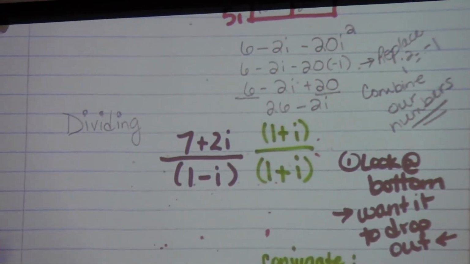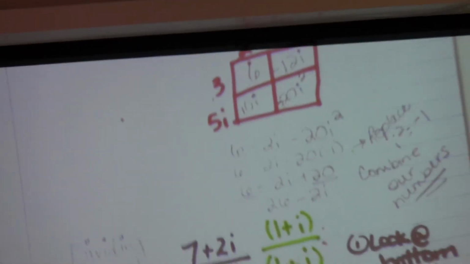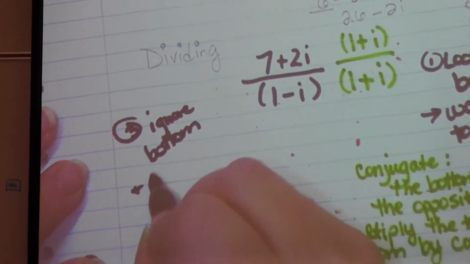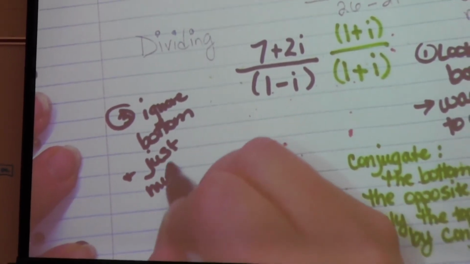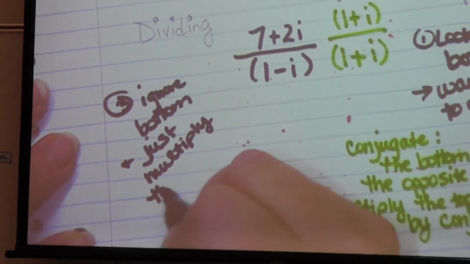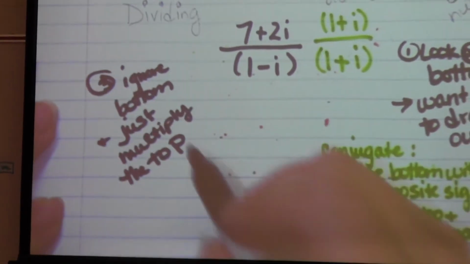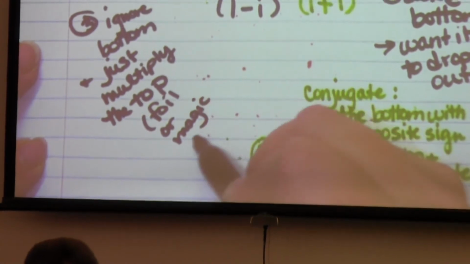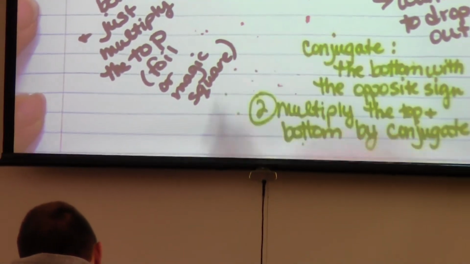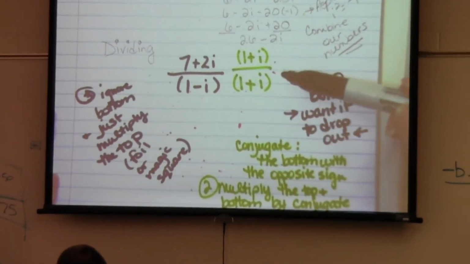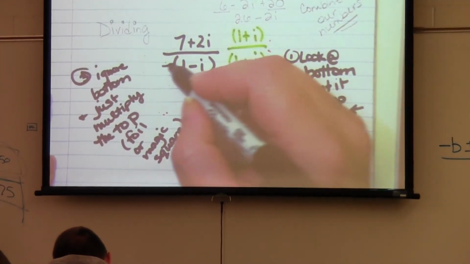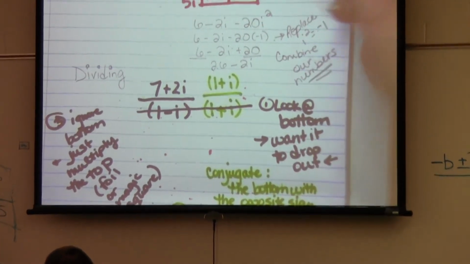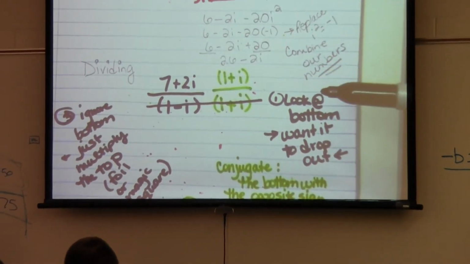So now we go back to this problem that we had. We ignore the bottom. So I guess we'll put step 3 over here. We can now ignore the bottom altogether and just multiply the top. And we would multiply the top again either by foiling or the magic square. So all we've done is changed our dividing problem by multiplying the top and bottom by the conjugate. This essentially becomes 1, so we don't really care what it is. And we go back to having a problem just like we did in the last one, where we can start back over.